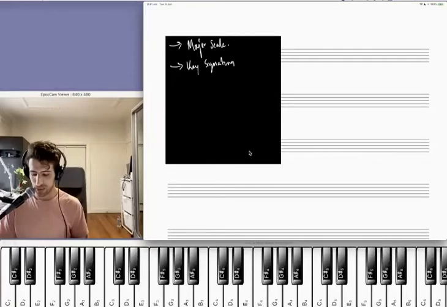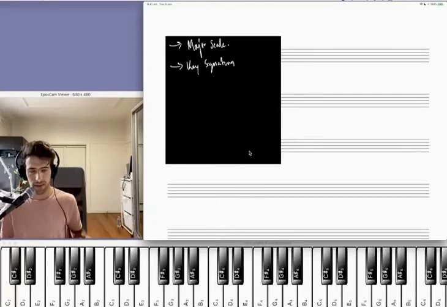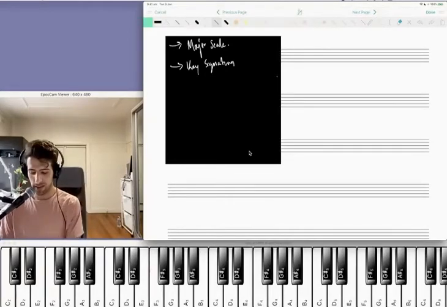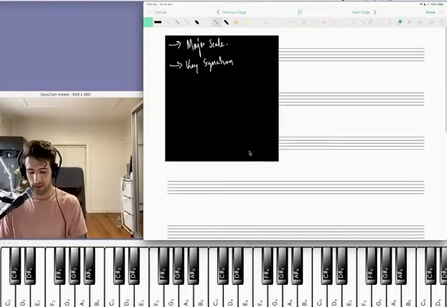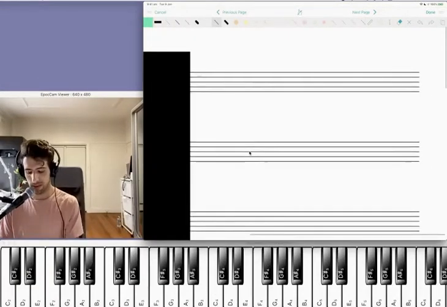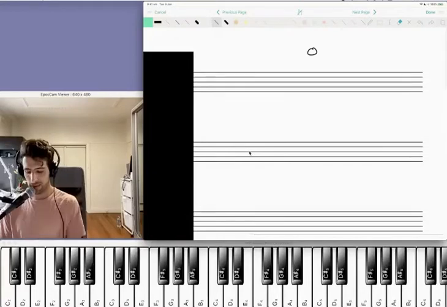Cool. So I'd like to talk about rhythm and note duration today. Does anyone have any questions before I move on? No. Cool. I'm sure you guys will all have come across this beautiful chart.